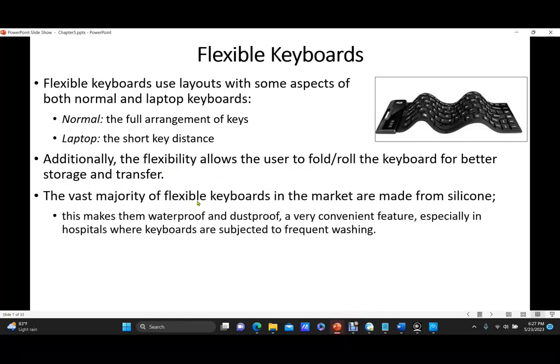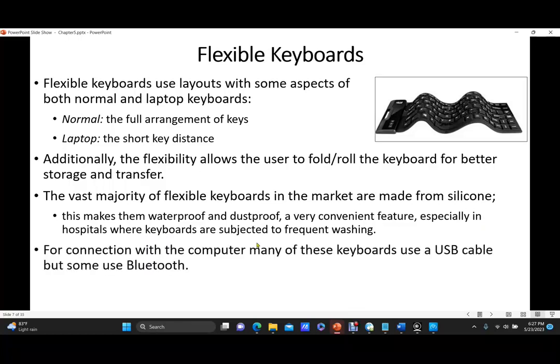The vast majority of flexible keyboards are made out of silicone, and because of that, they're waterproof and dustproof. This is particularly convenient in places like hospitals where the keyboards get washed a lot. The flexible keyboards very often are connected using a USB cable, but some of them use Bluetooth for communication.